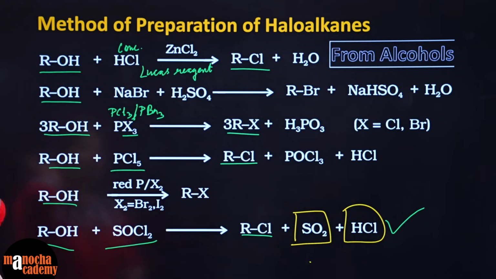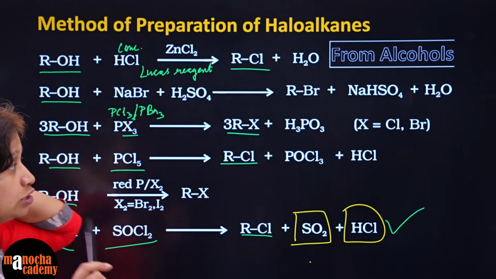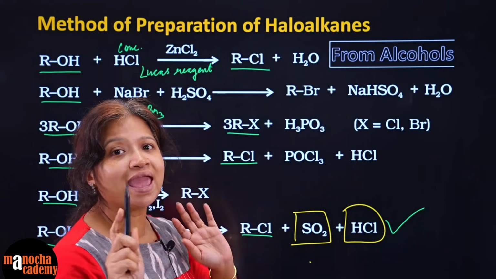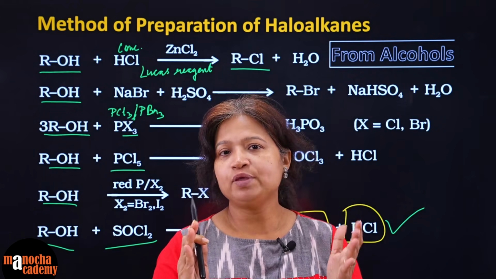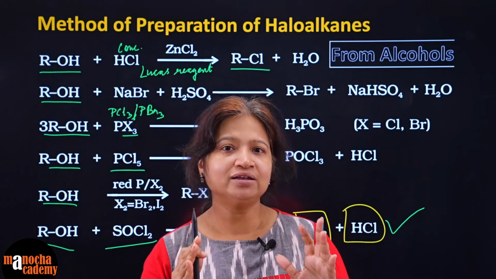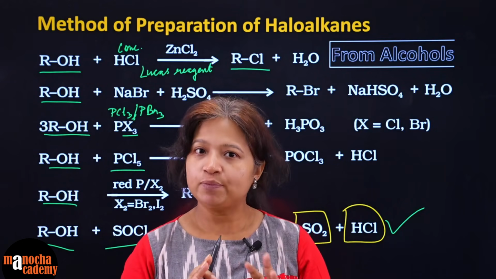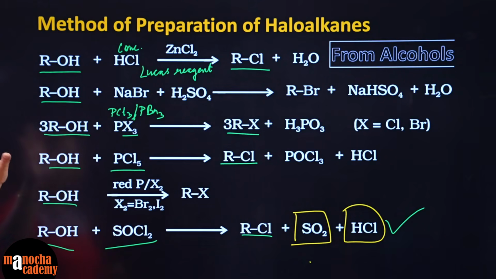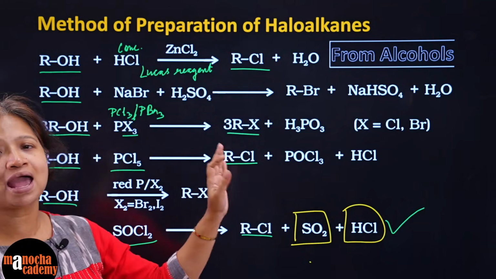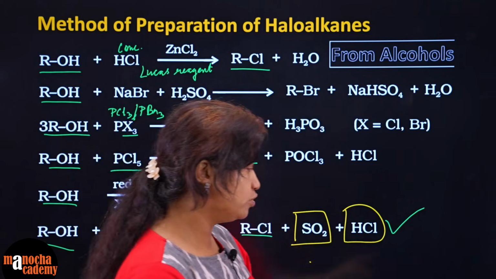And besides that, you can also use any concentrated HX. Like if you use concentrated HBr, you can prepare bromoalkane. You have certain conditions, but yes, you can prepare them. So these are different reagents you can use to convert an alcohol to the corresponding haloalkane. That's the first mode of preparation.